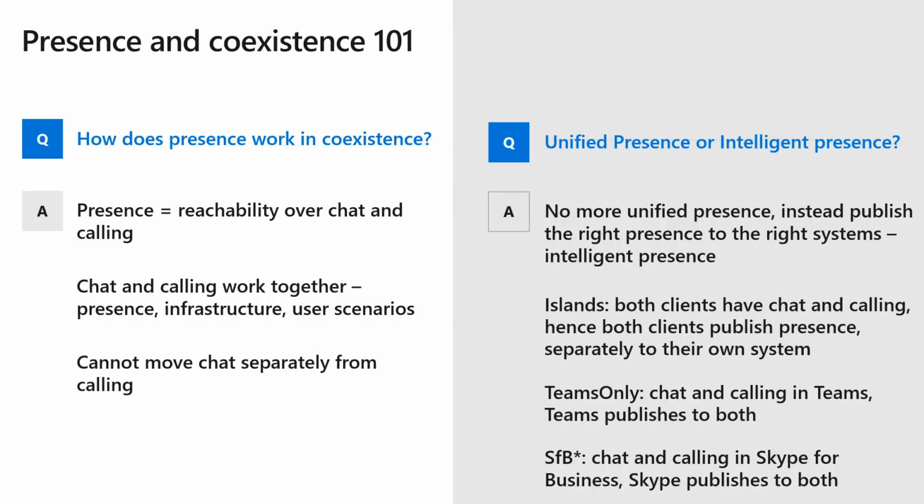For the Skype for Business modes, what we refer to on the slide here as SfB star, that's the Skype for Business only, Skype for Business collab, and Skype for Business collab and meetings modes. In those particular modes, chat and calling reside within Skype for Business. So as a result, Skype for Business will own presence and publish to both systems in that specific instance.